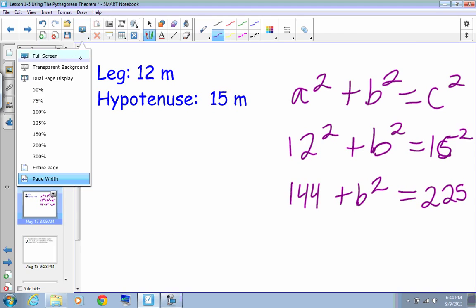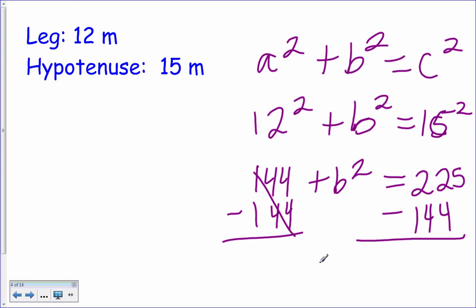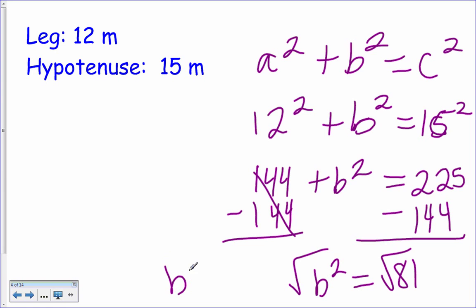So now, just like the slide before, I want to use inverse operation. So the opposite of adding, again, is subtraction. I'm going to subtract 144 from both sides. This cancels out. I bring down b squared. 225 minus 144 is 81. I take the opposite of squaring, which is taking the square root, and b equals 9 meters.